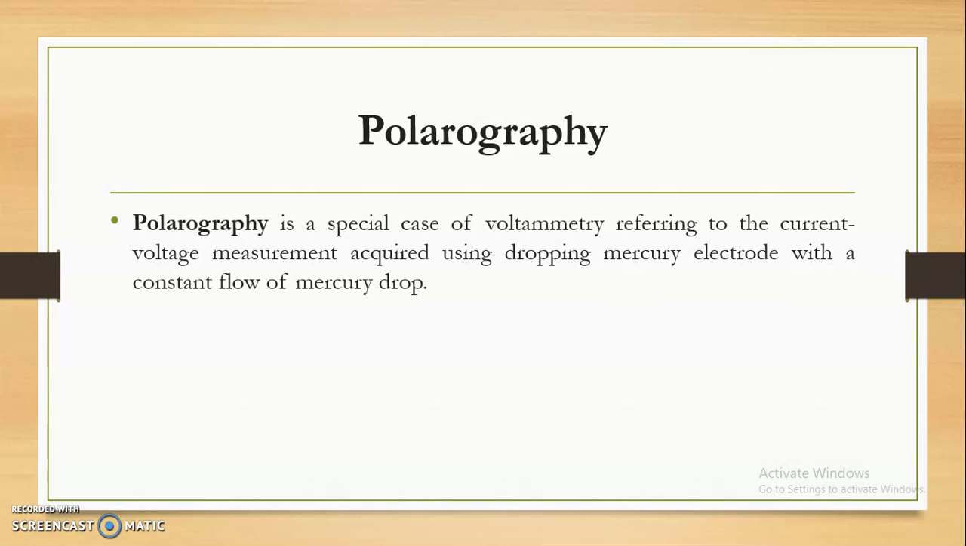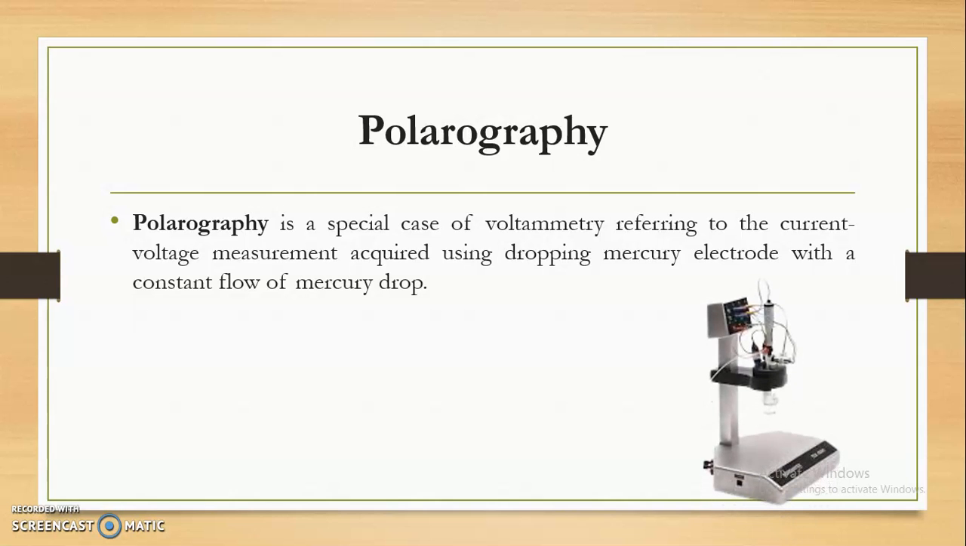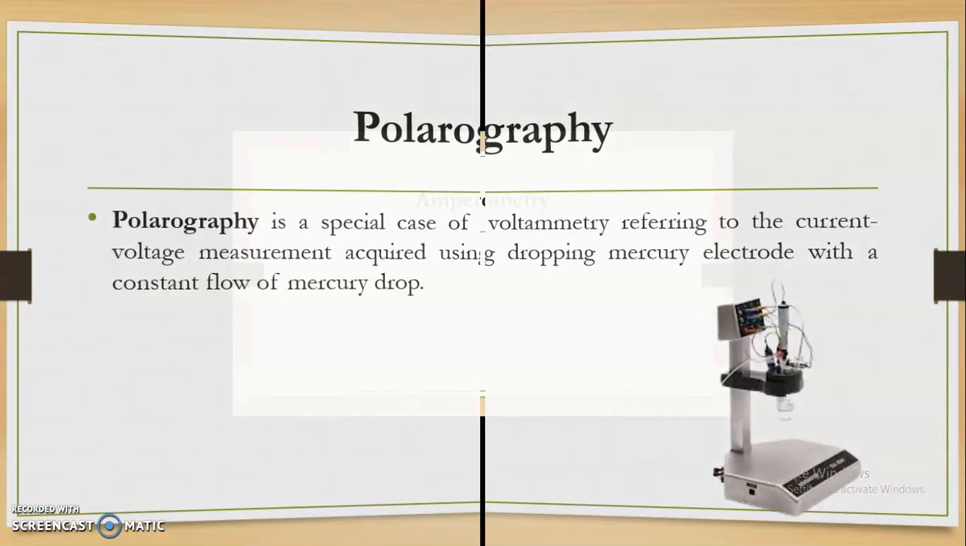Polarography. This is also one of the important techniques, a special case of voltammetry, referring to the current-voltage measurement acquired using a dropping mercury electrode with a constant flow of mercury drops. Whatever these techniques are, they majorly consist of two electrodes: one is the reference electrode and the other is the indicator electrode. Here, the electrode used is the dropping mercury electrode. This is the typical diagram of polarography.